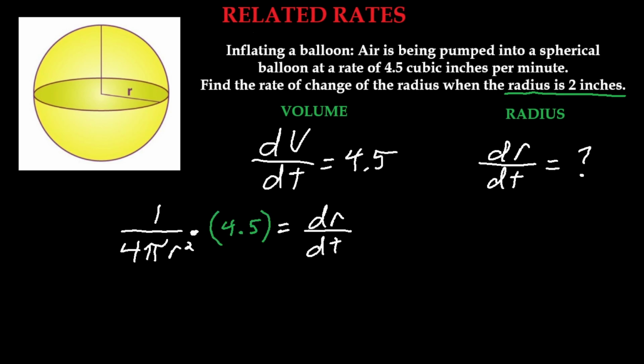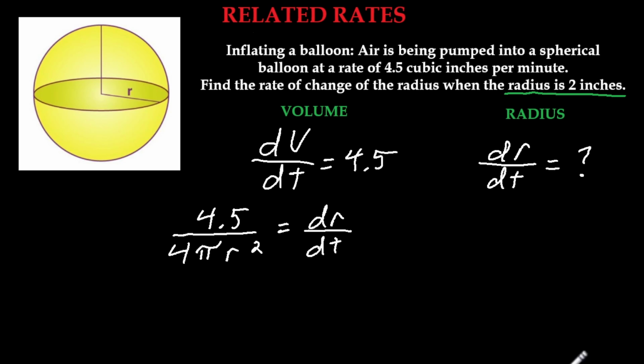And then simplifying on the left, I have 4.5 over 4 pi r squared. And I want to know what the change in the radius is with respect to time when the radius is 2 inches. So I'll plug this r value in here, and r squared in this case will be 2 squared, or 4. So in the bottom I get 16 pi. And 4.5 divided by 16 pi is approximately 0.09 inches per minute.